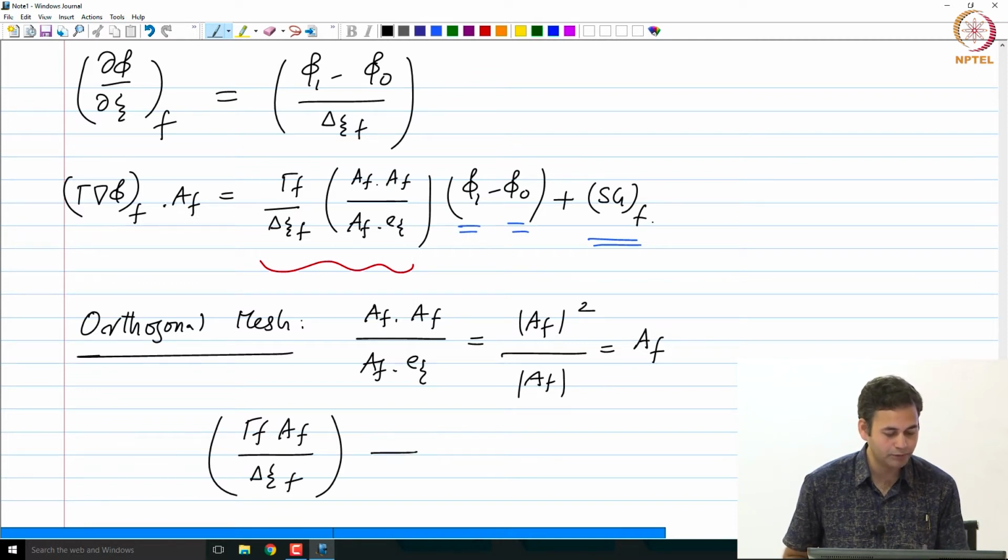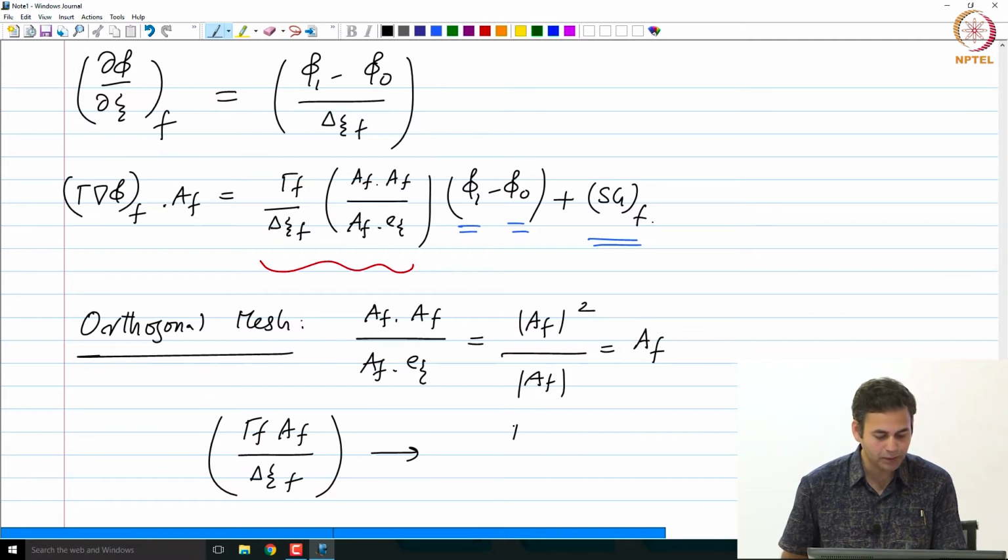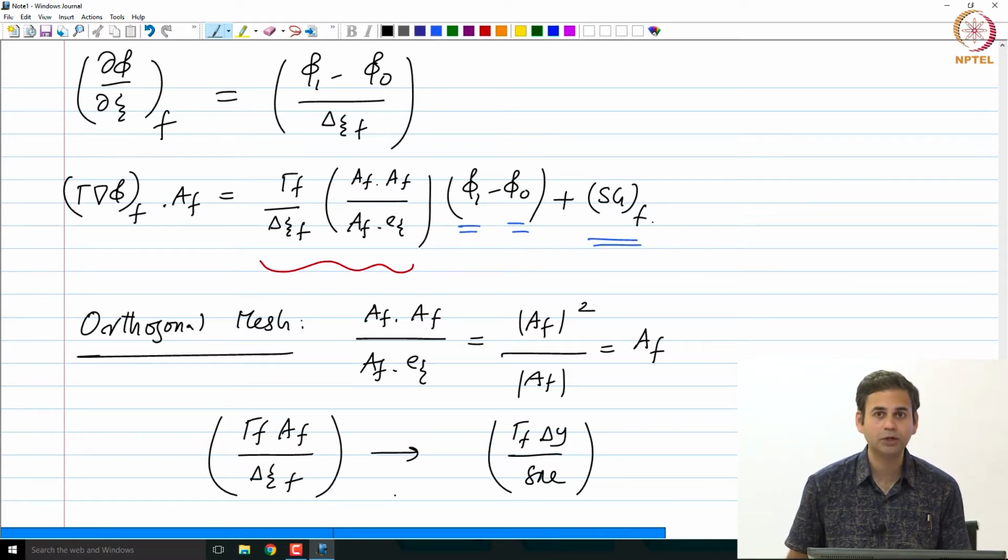Do you see that we have got back our orthogonal coefficient? Let us say if one of the cells or all the cells are orthogonal in nature, then the formula that we have developed will revert back to the right expression in the context of an orthogonal mesh. So, this is gamma f a f by delta xi f. This is also in line with the Cartesian values that we have developed before. How much was the Cartesian thing? That was gamma f delta y upon delta x e. Do you see the correspondence between these two?